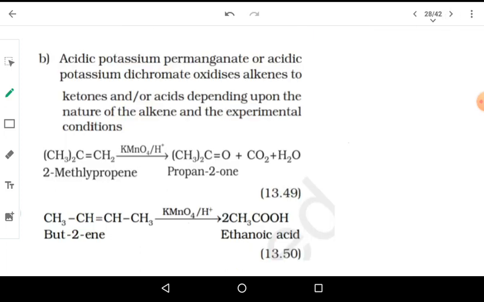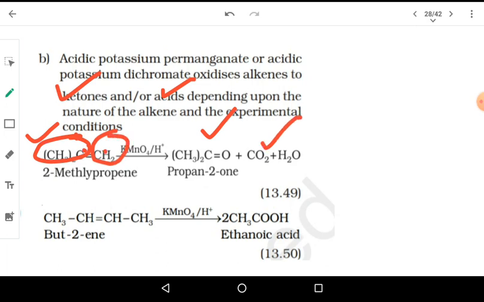Now let us see what happens in the case of concentrated. In the case of concentrated KMnO4, or in the presence of acidic potassium dichromate, the alkenes are oxidized to ketones or even to acids depending upon the nature of the alkene and the experimental condition. Like over here we have substitution of methyl groups on the carbon. So whenever we have more than one methyl group substituted on a carbon, there is a possibility of ketone. And the other part which has just a hydrogen is going to give us carbon dioxide. And in the case of but-2-ene, this part does not have two carbon substituents anywhere. So here one of the substituents is hydrogen and another is CH3.